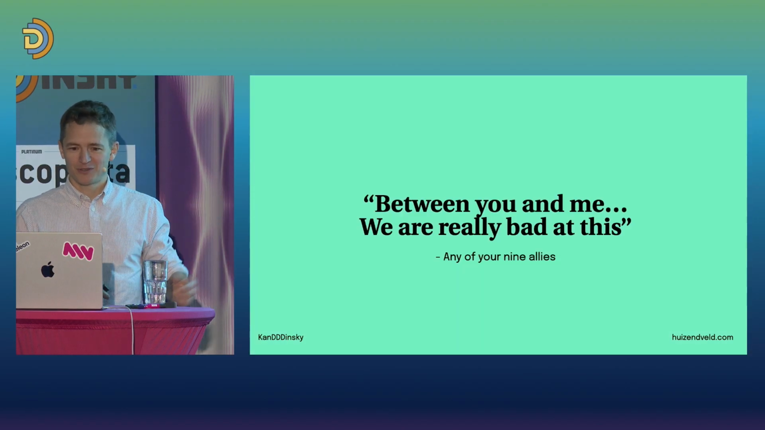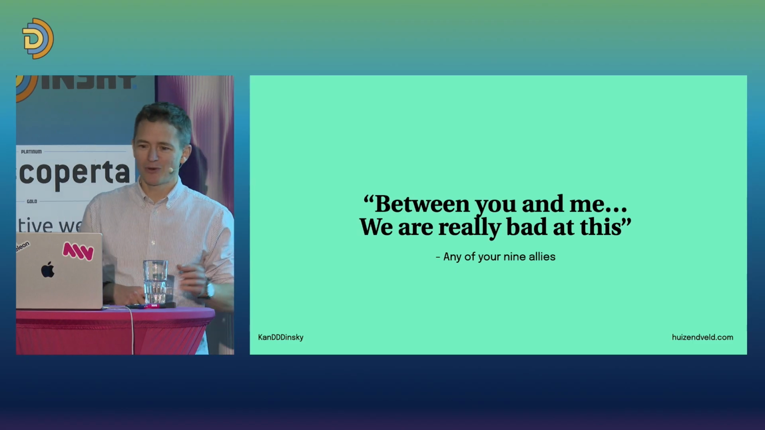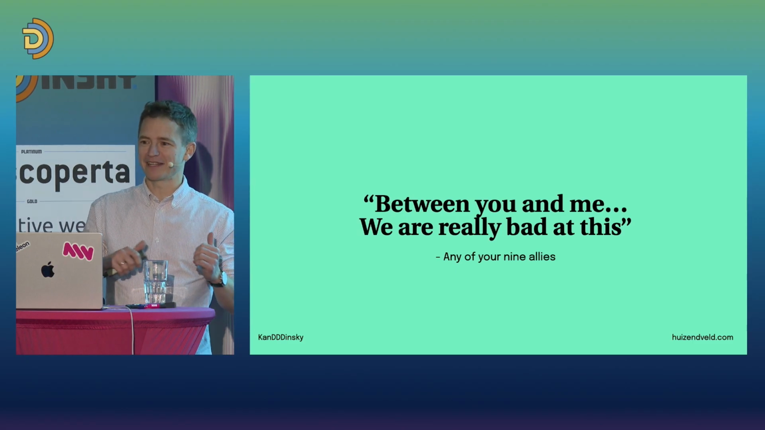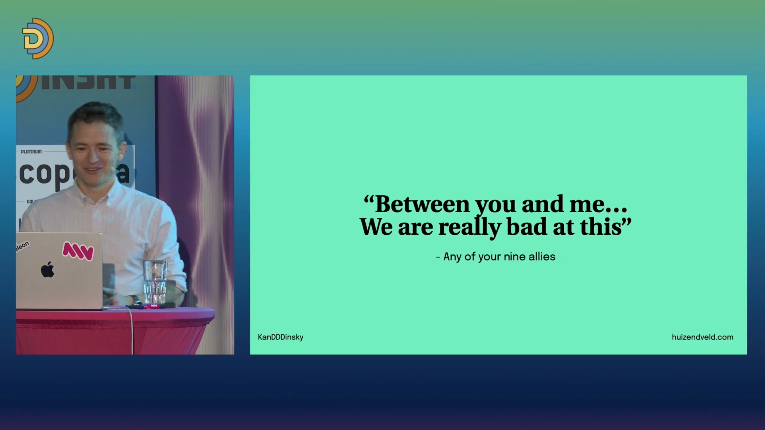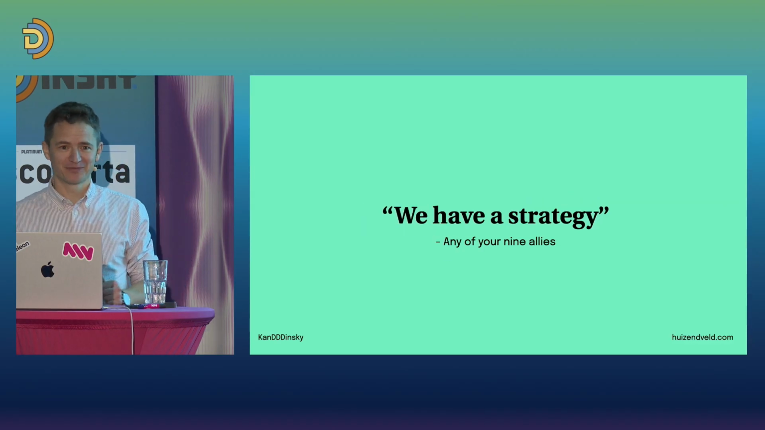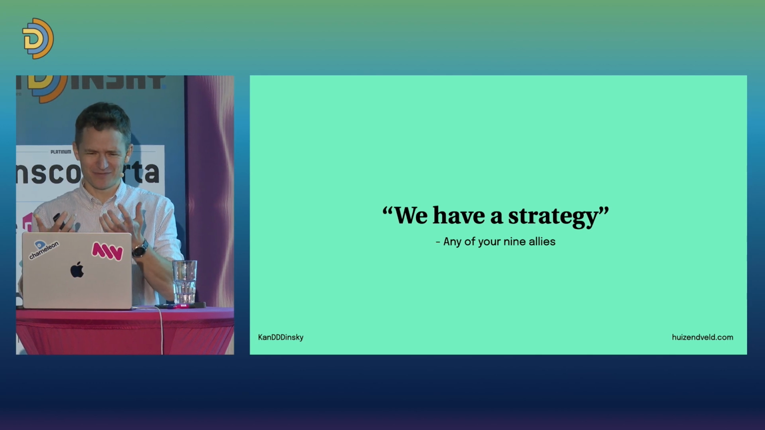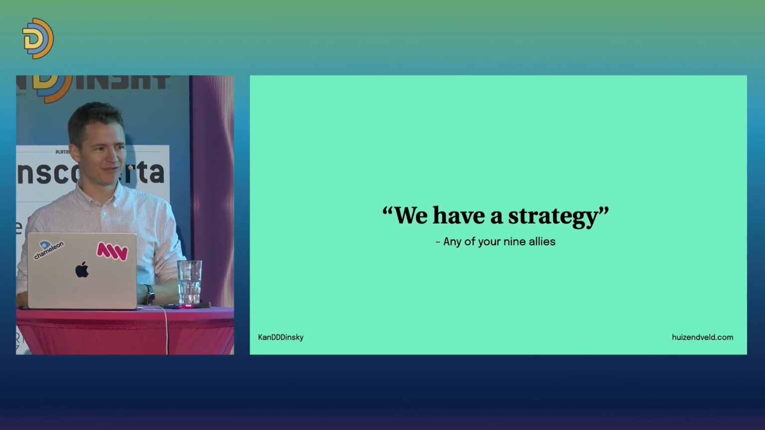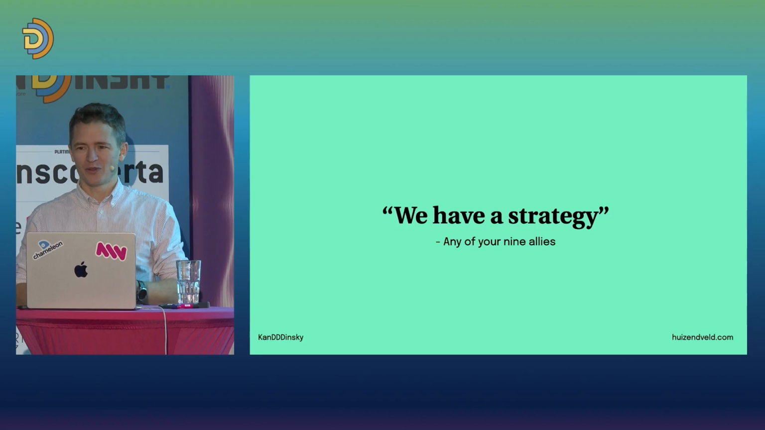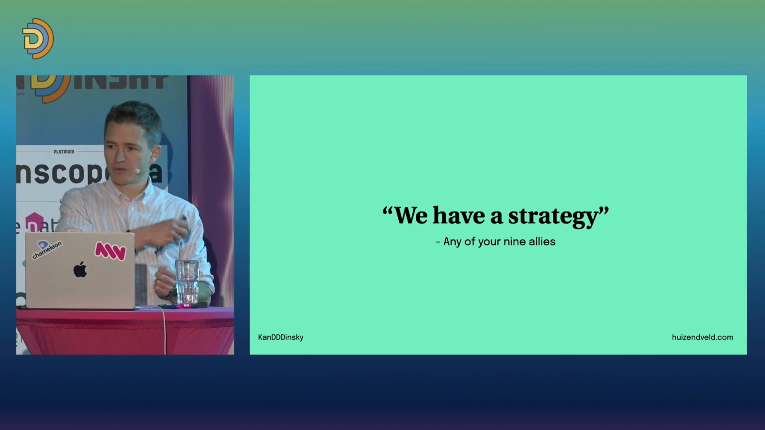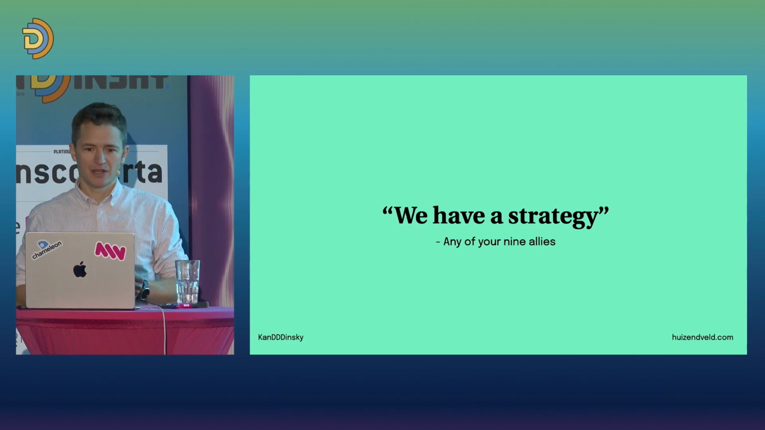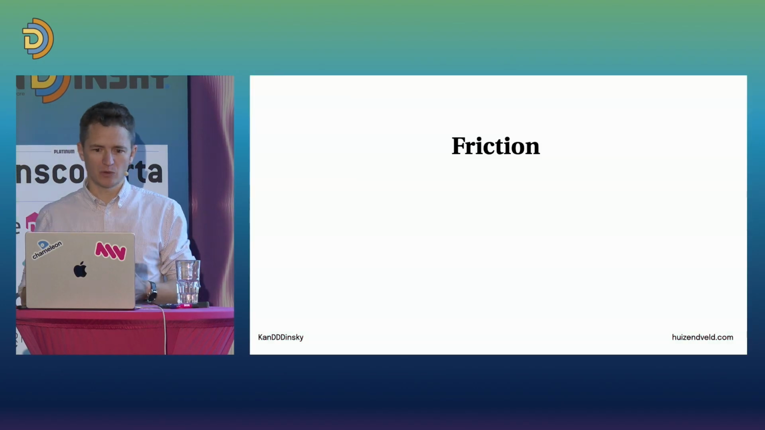Now, quite often, any of these 9 allies will say, well, between you and me, we're really bad at this. Or we have a strategy. And there's this kind of sort of friction in there. The fact that there quite often is a strategy, but more often than not, it's not really aligned with the constraint. And so that makes it really difficult.